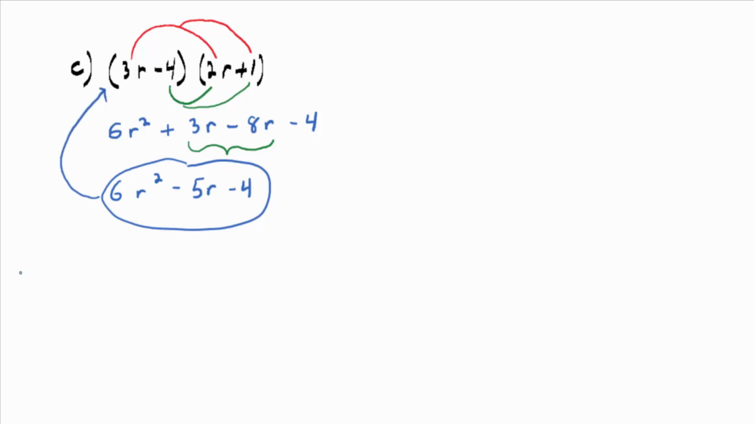Okay, FOIL, it's an acronym. What does it stand for? First. I say outer. Some people say outside. Same difference. Inner or inside, and last. So we're referring to what terms we multiply from the binomial. So the first terms would be the 3r and the 2r.